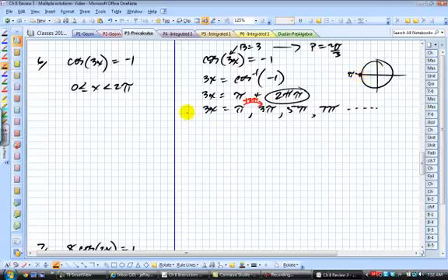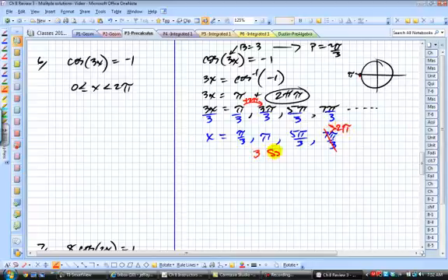Okay, now I've got to actually solve for x here because I haven't done it yet, and I've got to get my set of solutions. So I divide by 3 everywhere, and I get my answers. I get pi thirds, I get pi, I get 5 pi thirds, and then I get 7 pi thirds. But this one is greater than 2 pi, so I have 3 solutions only.